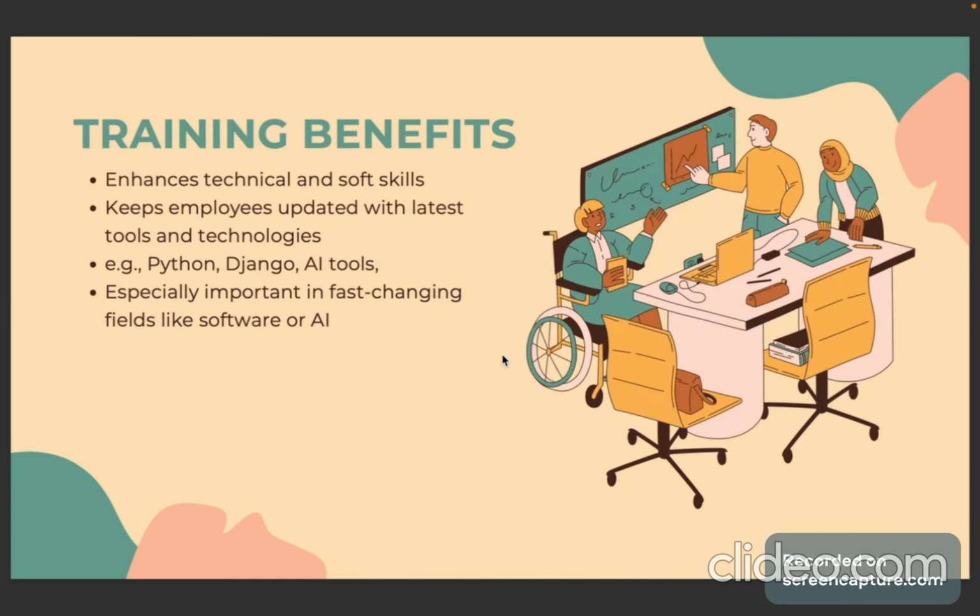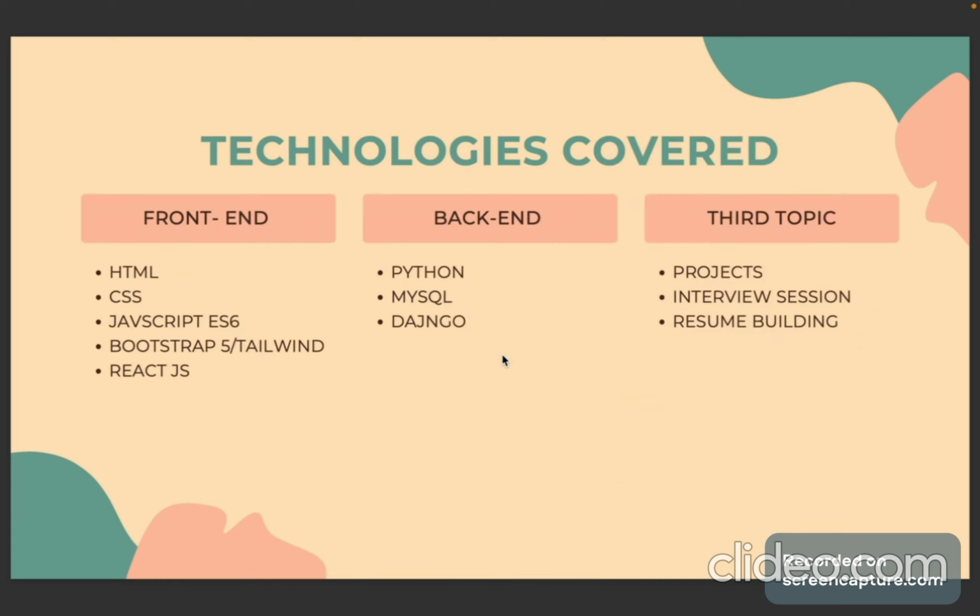So, what are the training benefits of this session? You will understand the technology, Python, Django with AI tools, and enhance technical and soft skills also. The technologies we cover in the Python full stack course are in two parts, front end and back end. So, what is the front end? What is the back end?